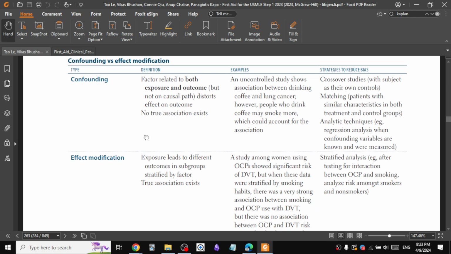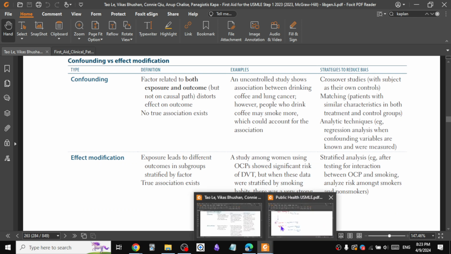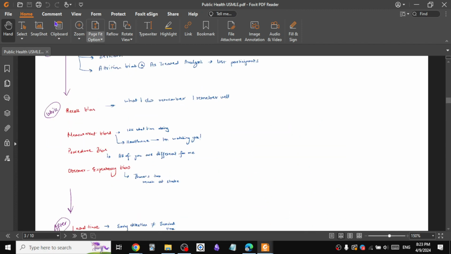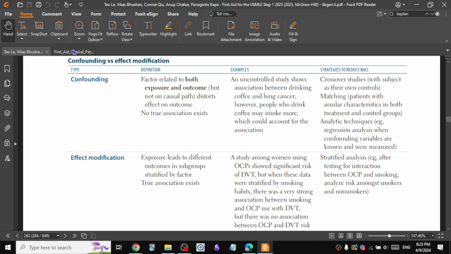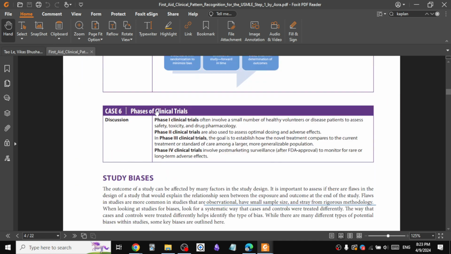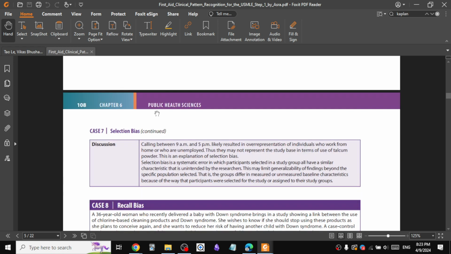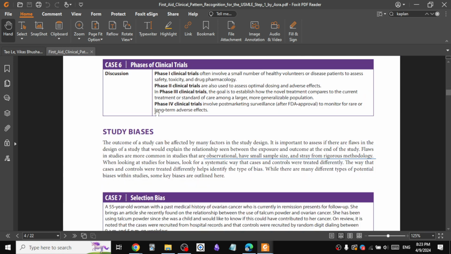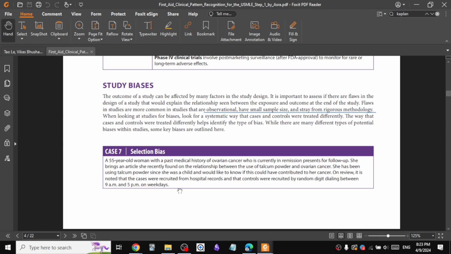Now, confounding and effect modification. A lot of people get confused on this thing. Okay, right. So let me open up. Yeah. So if you want to pause and read through these cases, I recommend you do so.